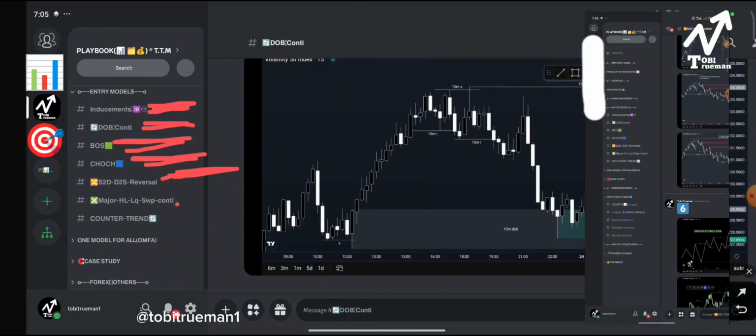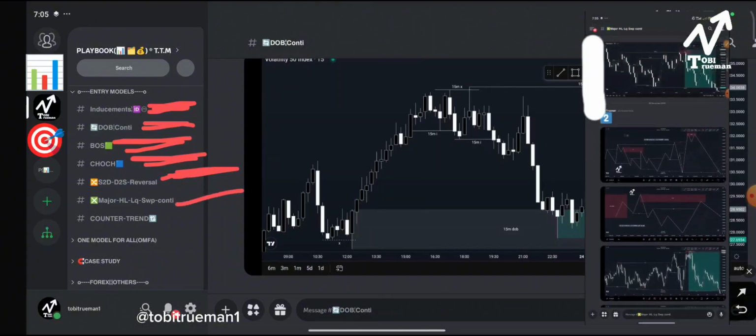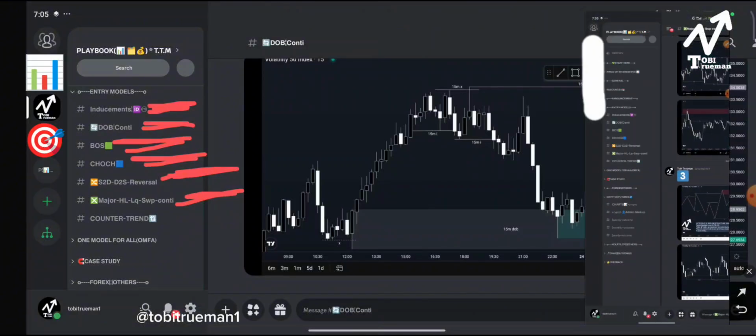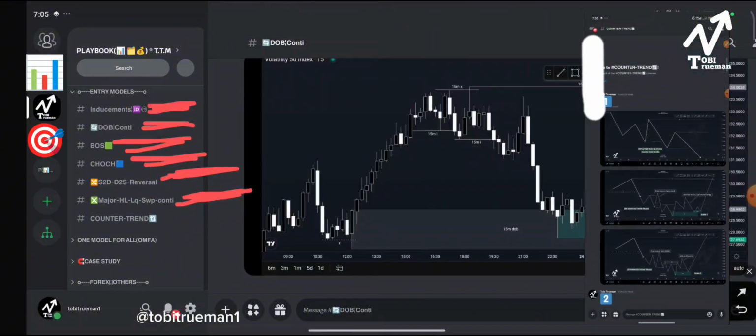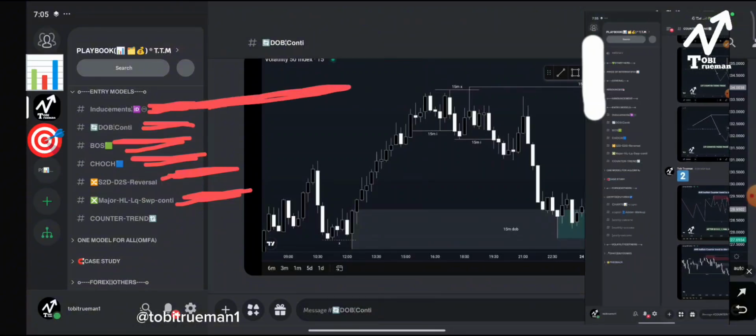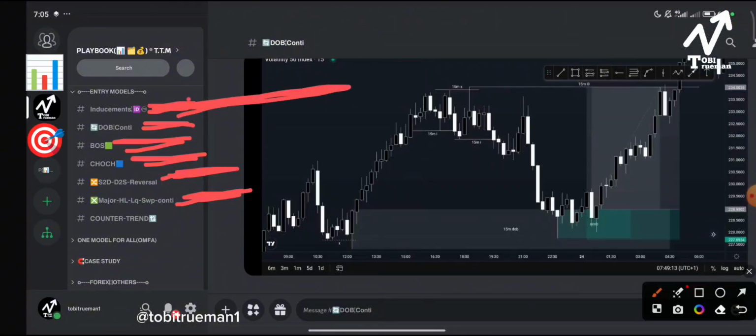Also, the ones I've given for free are this major high or low liquidity sweep, continuation entry, and this inducement. I've given out this inducement one for free. If you come to the VIP membership, it's the same thing I've taught for free. This inducement is very effective. This market structure liquidity is very effective.